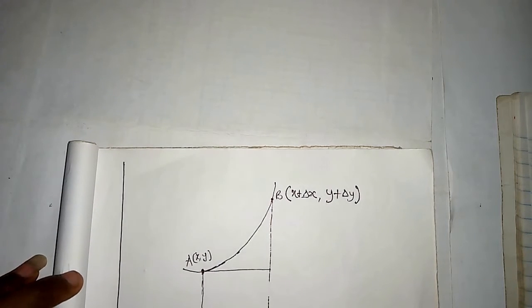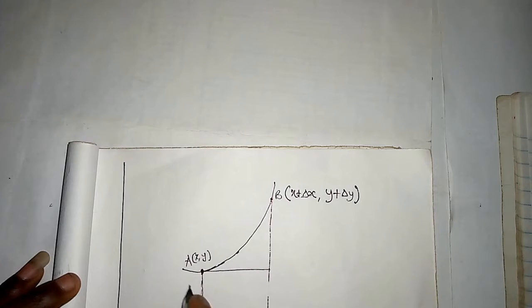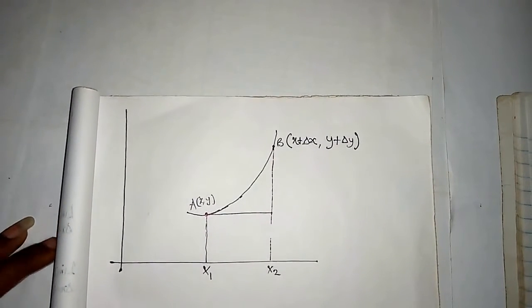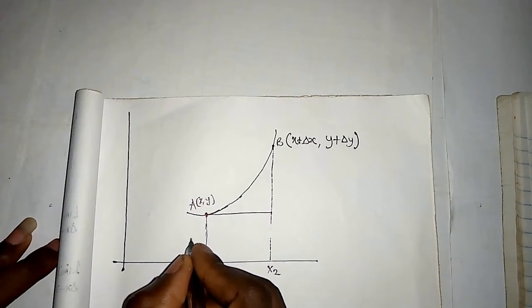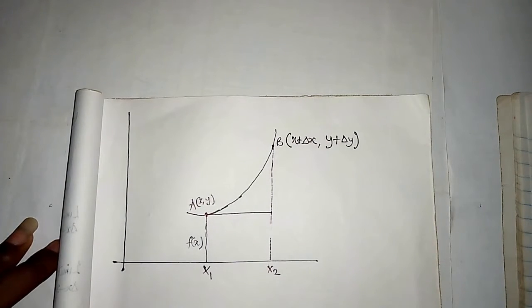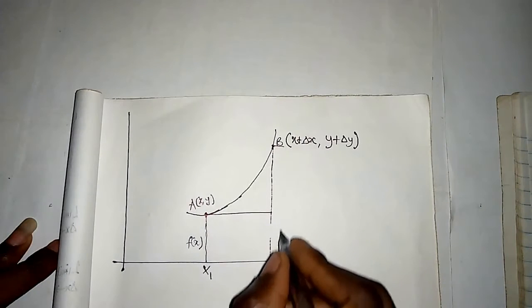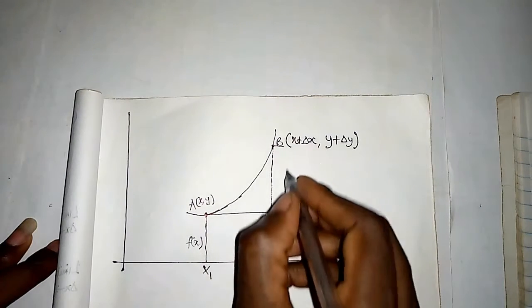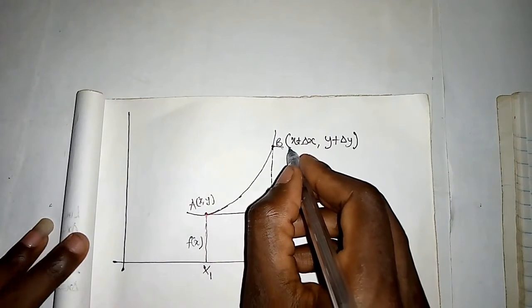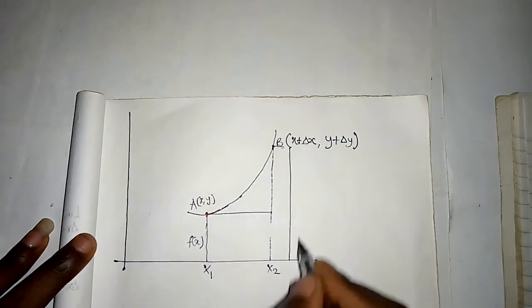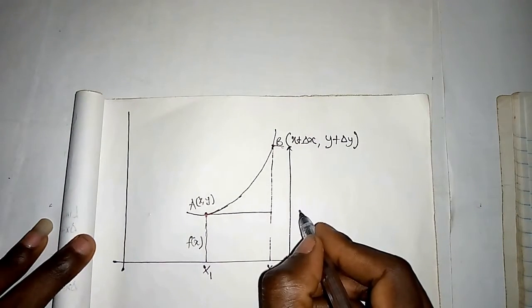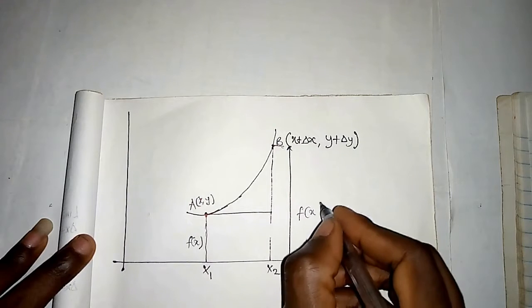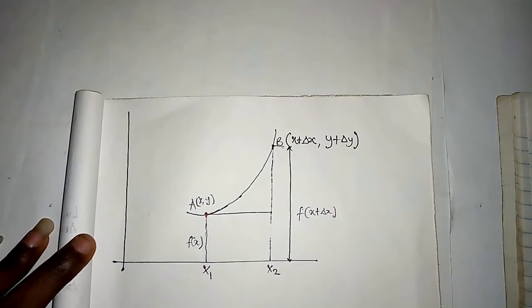Then this is the y1 notation, and my y1 notation here is written as f of x. And then I have my y2 notation, I'm talking about the vertical line from x2 to point B. So that's the y2 notation, and from this point to this point it's called f of x plus change of x, like this one.